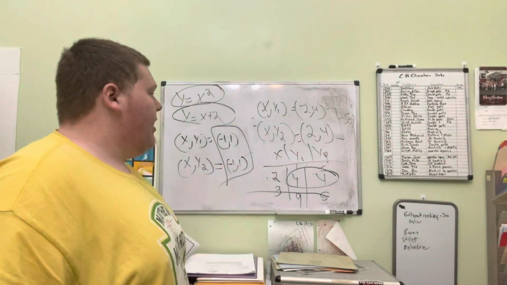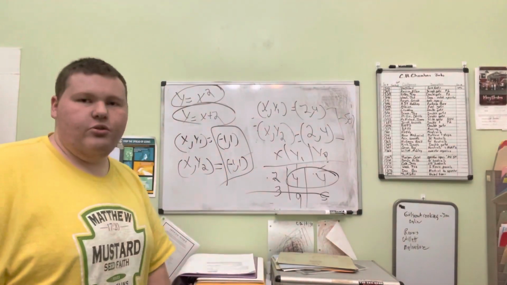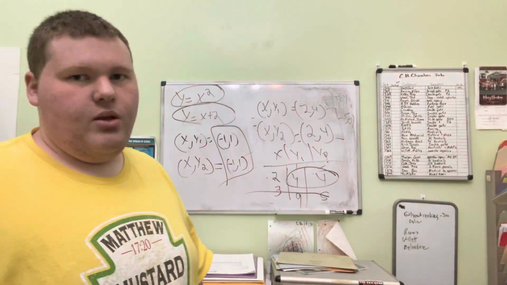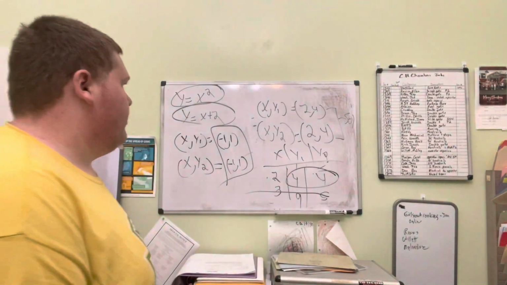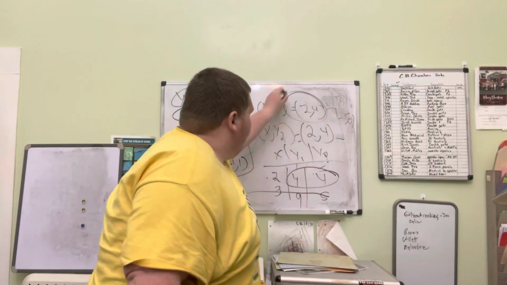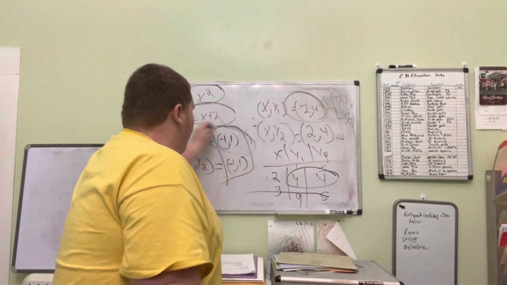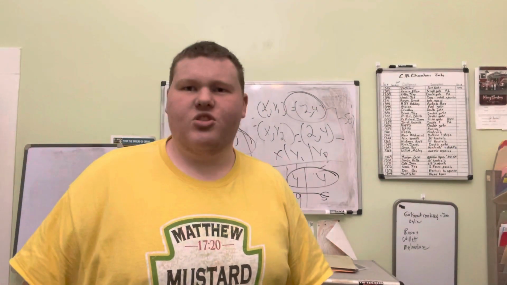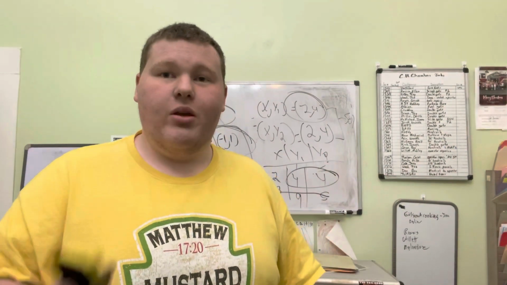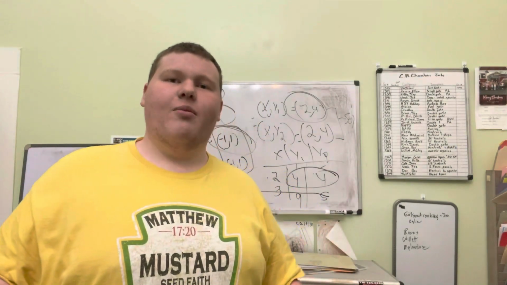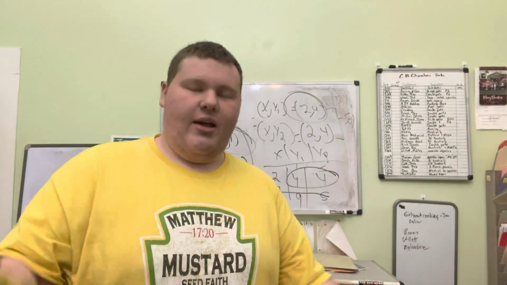Out of this whole entire list, these are the only two solutions that we find. Therefore, 2, 4 and negative 1, 1 are most definitely solutions, and the only two solutions. This means not only are these the two solutions, but this problem is a two-solution answer. That's all, folks.